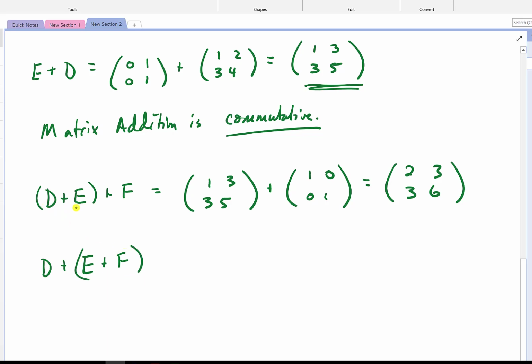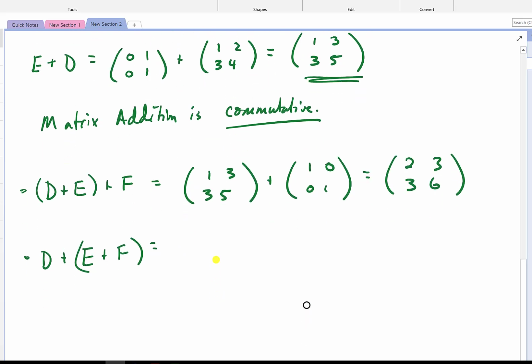So what's the difference here? The difference between these two examples is the grouping symbols. Here I group together matrix D and matrix E, which by order of operations means I have to do that first, then add matrix F to the result, and here I've switched that. Okay, so let's take a look here.